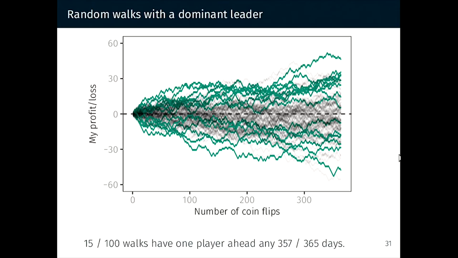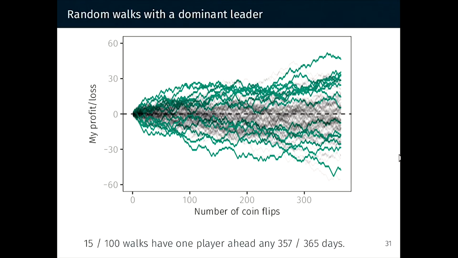There's a related property, which is not that I pull ahead for the last 357 days, but just that in any 357 days out of the year I'm ahead. So I could be ahead and then fall behind for a day, then be ahead again, then fall behind another day. But 357 days of the year at least, I was ahead. So just looking at the amount of time I was ahead or you were ahead, one of us was ahead 357 days out of the year. The probability of that is actually exactly double the probability of what we just saw. It's like 20.6% theoretically. In this case, 15 walks out of 100.